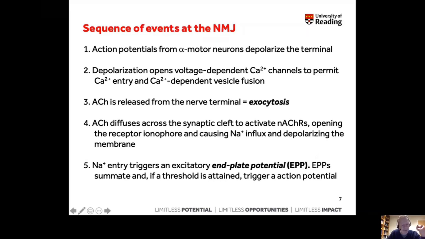EPPs summate like an EPSP, and if a threshold is attained, trigger an action potential. So absolutely analogous to the situation we talked about when we talked about synaptic integration for EPSPs.